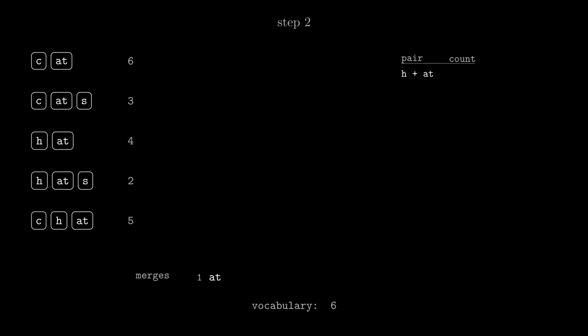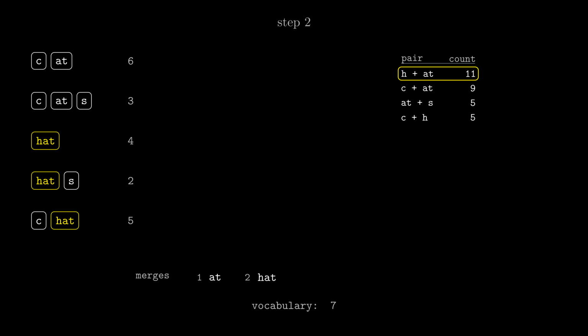H followed by at, 4, plus 2, plus 5, 11. C followed by at, 9. At followed by S, 5. C followed by H, 5. Merge H at. Now hat is one symbol. In hat, in hats, and inside chat, which is C hat. Step 3. C at, 9. Chat, 5. At, 3. Hats, 2. Merge C at, cat.